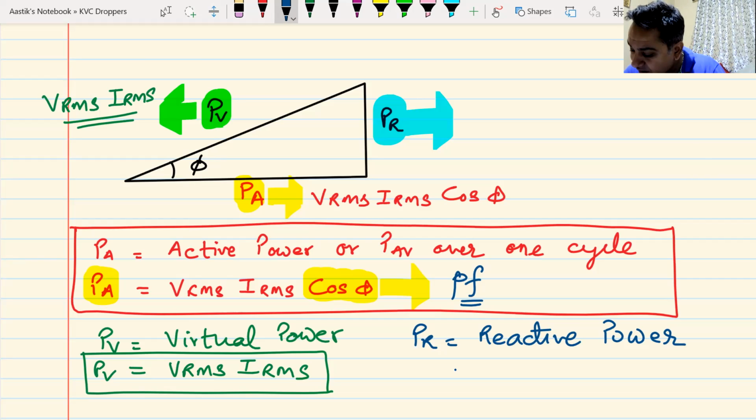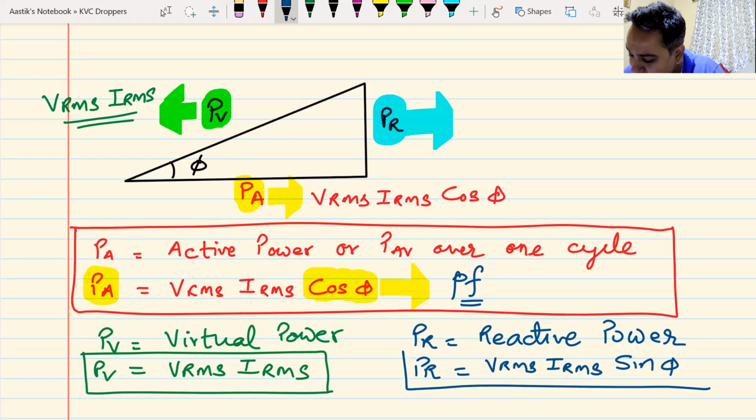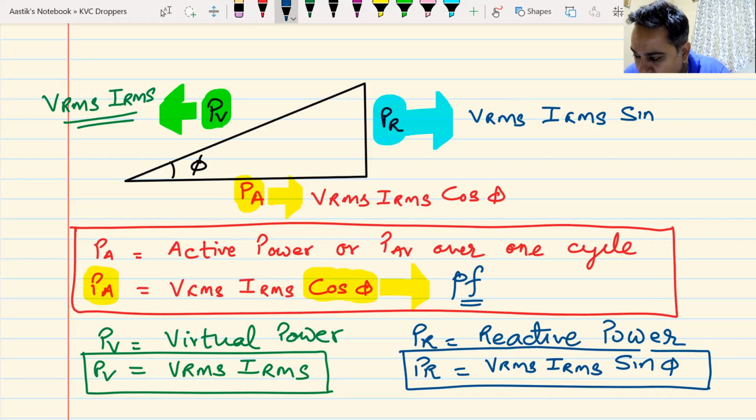But first, let us write the formula for this. My reactive power simply becomes, from the right angle triangle, VRMS into IRMS multiplied by sine of this angle phi. This is my reactive power. No one is going to ask you this, but this is for you to understand.